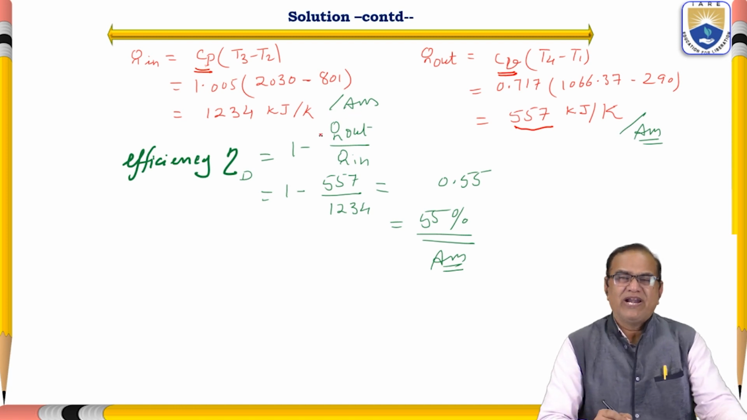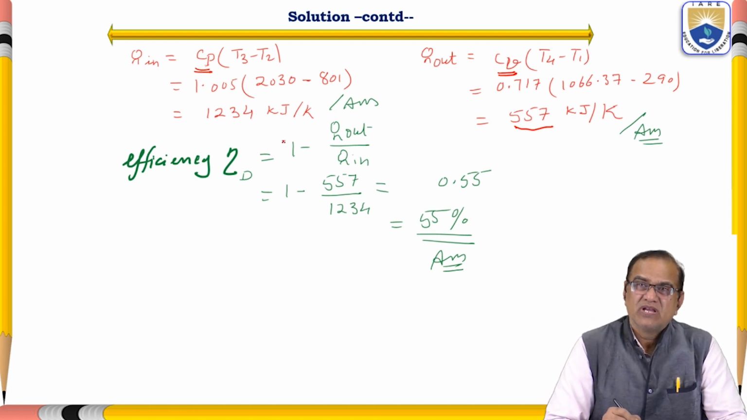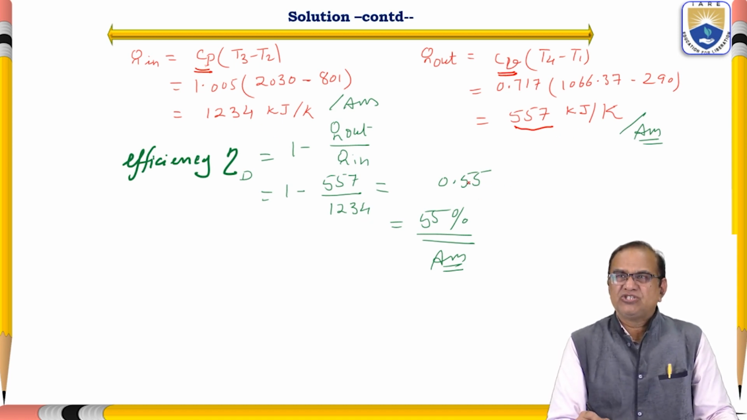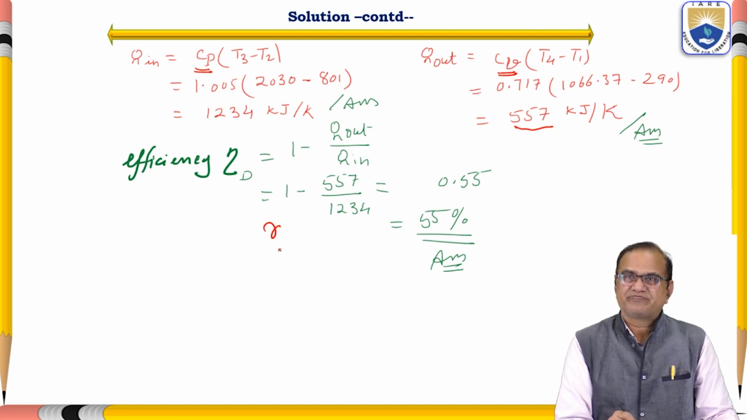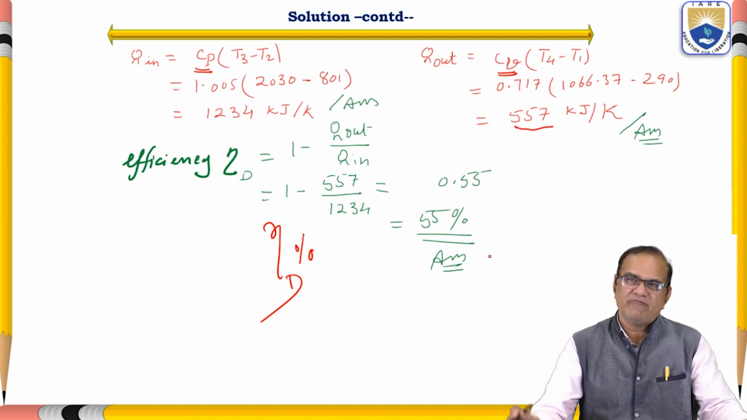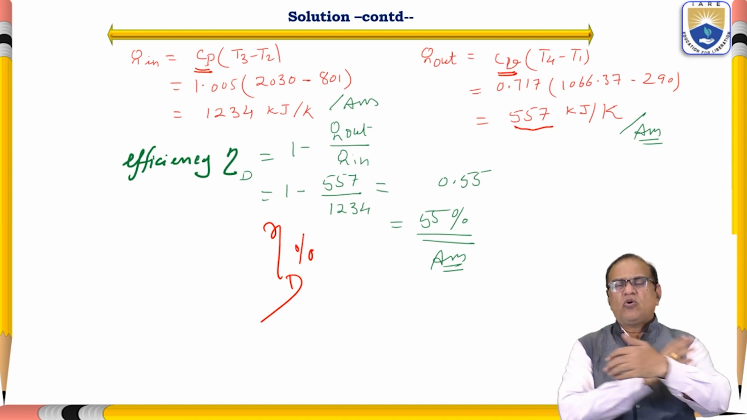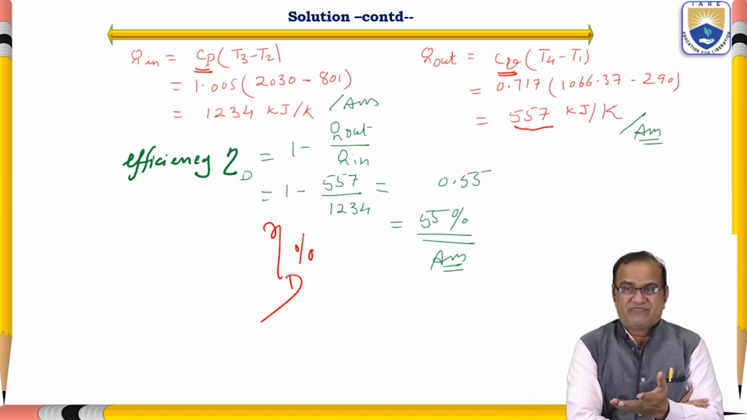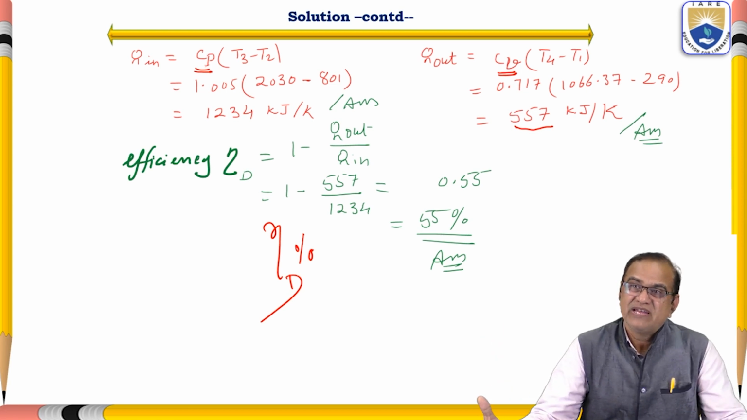Now to find out the efficiency of the diesel cycle, we know that it is 1 minus Q out by Q in. So 1 minus 557 divided by 1234, and we will get 0.55, and if you multiply by 100 in percentage, this diesel cycle efficiency is equal to 55%. So this is the answer for this problem, and this indicates that 45% of the energy is waste, that is rejected to the rejection sink.